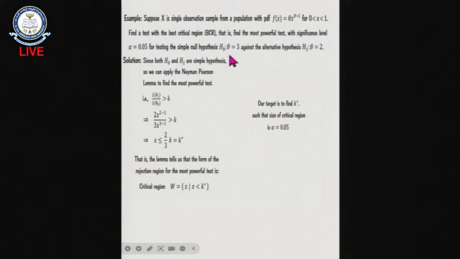Note that in the previous problem this was not mentioned. As Professor Raju already said, lambda equal to lambda naught and here lambda equal to lambda 1. Here in the numerical problem, theta is equal to 3 and theta is equal to 2. Here also it is the same. First of all, consider the given function f of x equal to theta times x to the power theta minus 1. Then find the likelihood function. Then the lemma says to find the most powerful test.